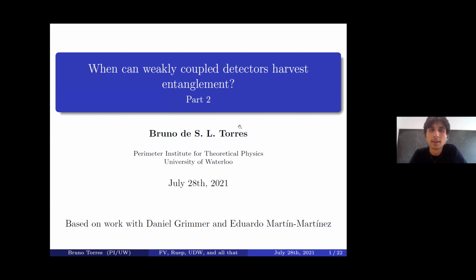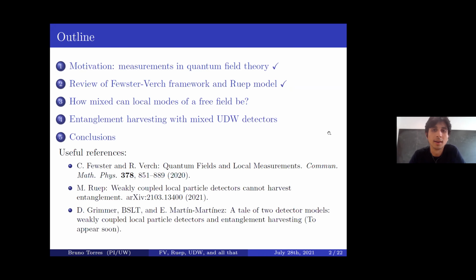Last week we mainly discussed a review of the main motivation for the subject, which has to do with how to conceptualize measurements in quantum field theory. We talked about the Fewster-Verch framework and the Rouet model, which is a particular instance where the Fewster-Verch framework was applied, in particular to the task of entanglement harvesting. We discussed some conclusions that were drawn from the Rouet model in terms of particle detectors, local particle detectors, defined in terms of local modes of a scalar field.